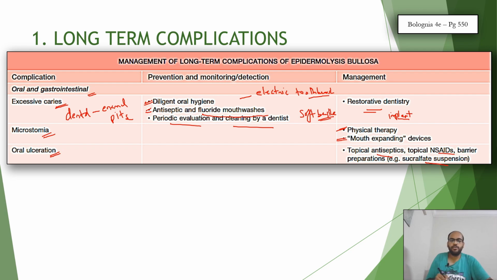So in India, you can use anesthetic gels, which we routinely use in patients with pemphigus or bullous pemphigoid oral erosions or aphthous ulcers. So all kinds of anesthetic gels can be used.